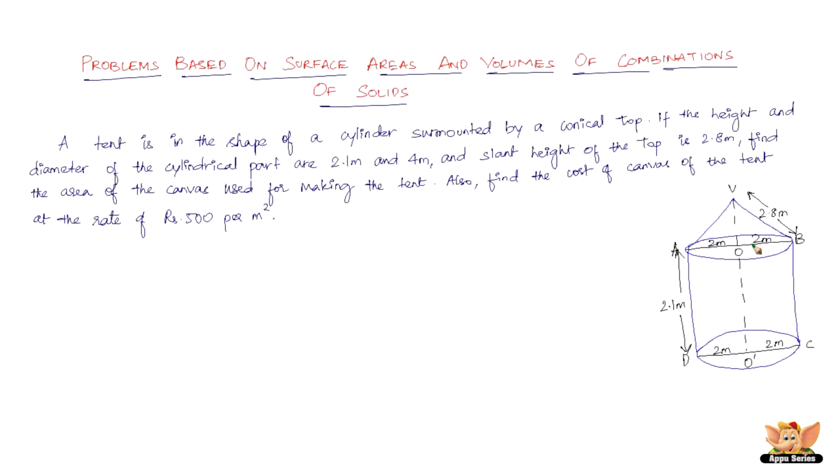And if the height and the diameter of the cylindrical part are 2.1 meters, the height is 2.1 meters, and the diameter is 4 meters. 2 plus 2 is 4 meters. This is the radius that is mentioned here. Here it says the diameter is 4 meters, which is pretty much the same. And the slant height on the top is 2.8 meters.